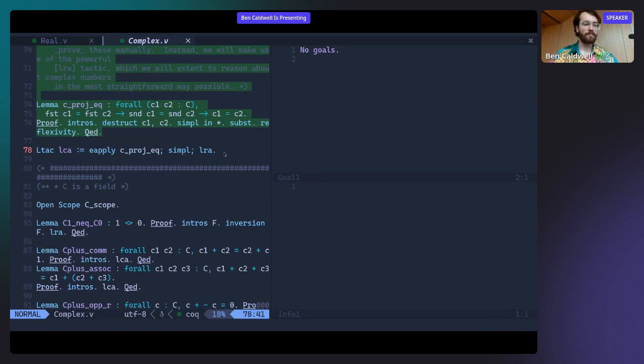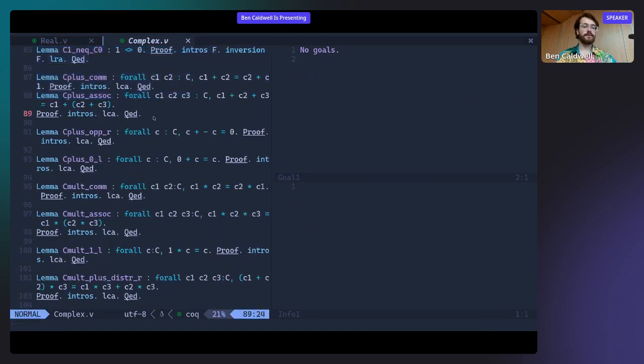This is the main form of automation that we are going to be using. It relies on something called linear real arithmetic, LRA here. The LRA tactic is quite powerful. There are many equations it cannot solve, and there's no way to know really which equations it can or cannot solve. But all we're going to be doing is eagerly applying this projective equality, simplifying it, and then trying to see if it can solve those two individual equations given by the left and right hand side of the pair.